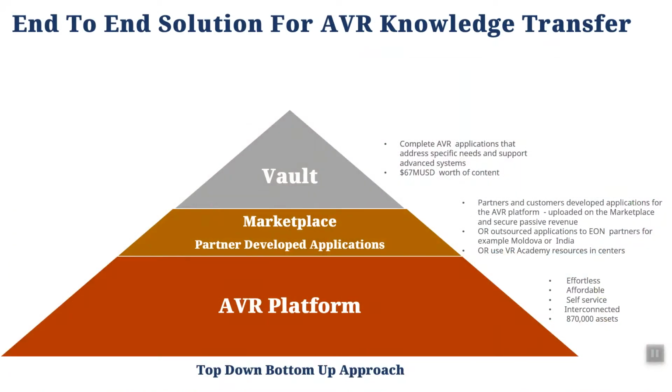So in essence, our end-to-end solution is a bit like a pyramid. On the bottom of the pyramid, you have the platform that's extremely wide and covers almost any topic. And you have to hold me accountable on that because we'll put it to the test in the live demo any second. On the top, we have the Vault. These are the complete applications that address specific needs. And in between, sandwiched, we have the marketplace, which is formally a part of the Vault that allows partner and customer developed applications to be commercialized and monetized so you can get passive income as you develop things.